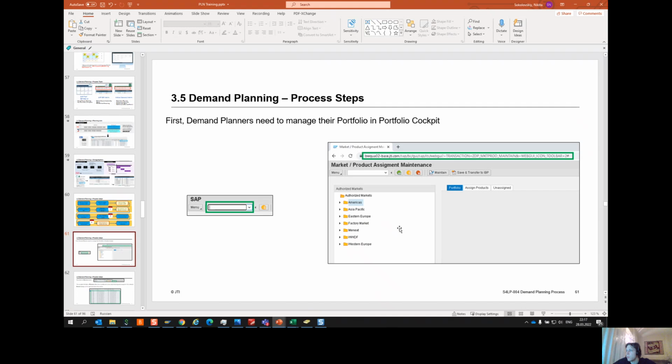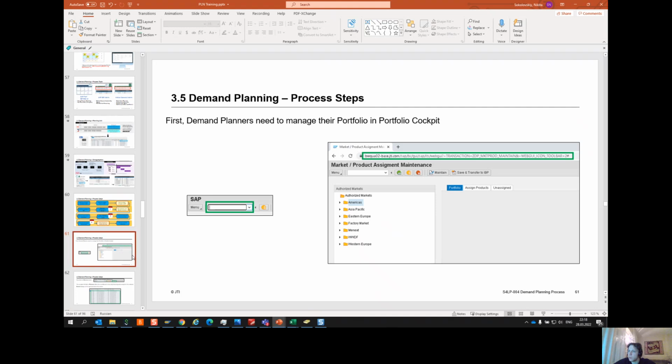So that's it. Well, I showed it to you in the previous videos: GSD has access to Portfolio Cockpit. However, for us, it is empty because we don't have access to any particular market. So for us, Portfolio Cockpit is completely useless. But demand planners usually have access to their own market, or maybe a couple of markets which they are responsible for, like Americas. So they have this tree.